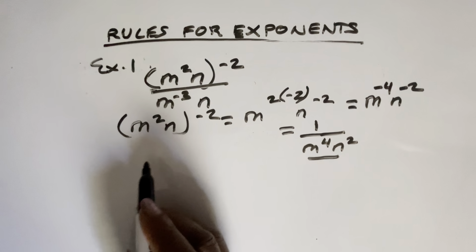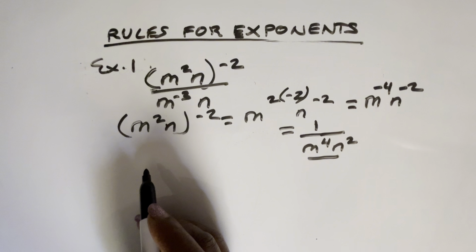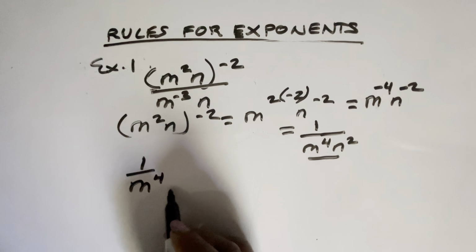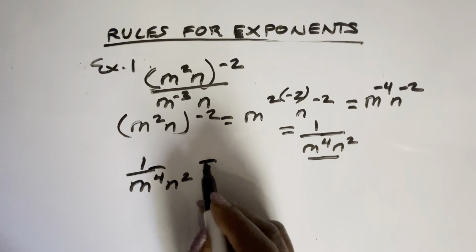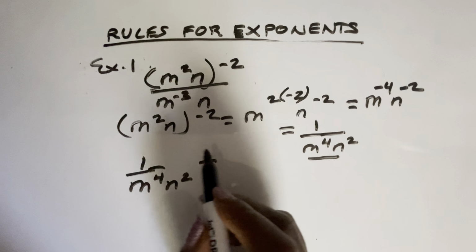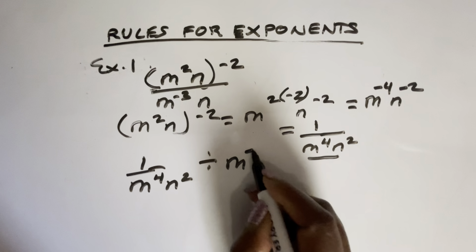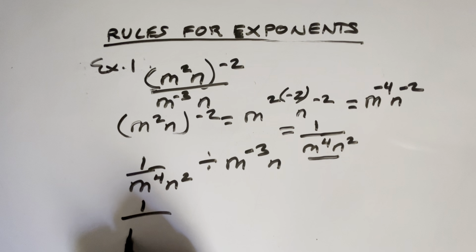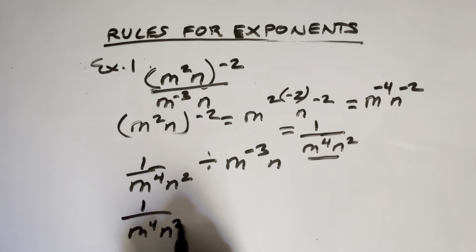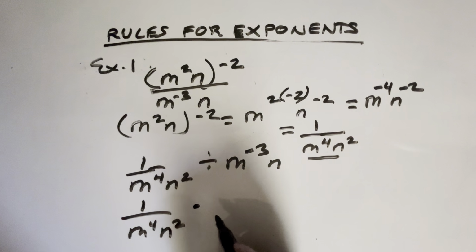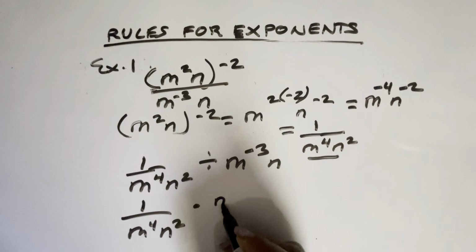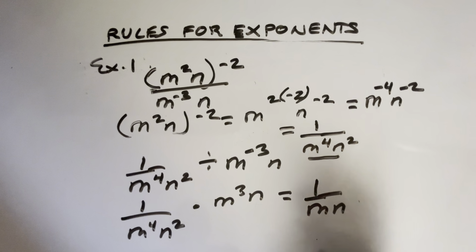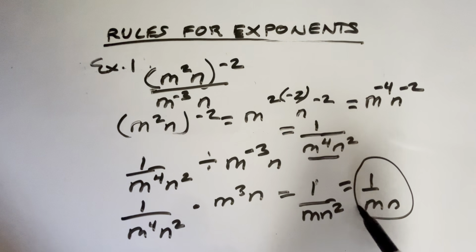After working with the numerator, now we have 1 over m to the 4th n squared divided by the denominator m to the minus 3 times n. So this will give us 1 over m to the 4th n squared. This becomes a multiplication, and now we're going to have m cubed n. Then we will end up with 1 over mn, and this is the final answer.